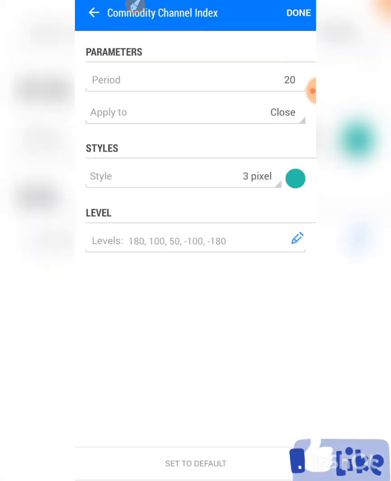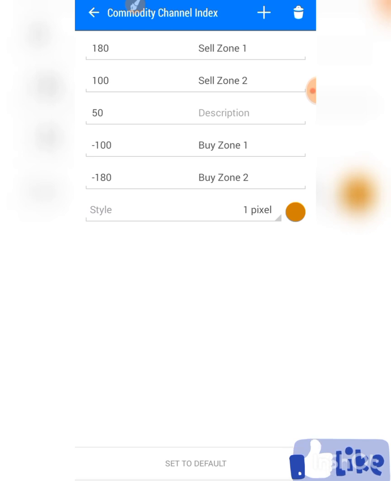And these are the figures. The period is 20. We are applying it to close. The style is 3 pieces. I'm choosing green color here. And then the levels, very important. That's what we'll be using. So you look at the levels. The levels are 180 positive. Then you do 100 positive. Then 50. The 50 is not too vital.